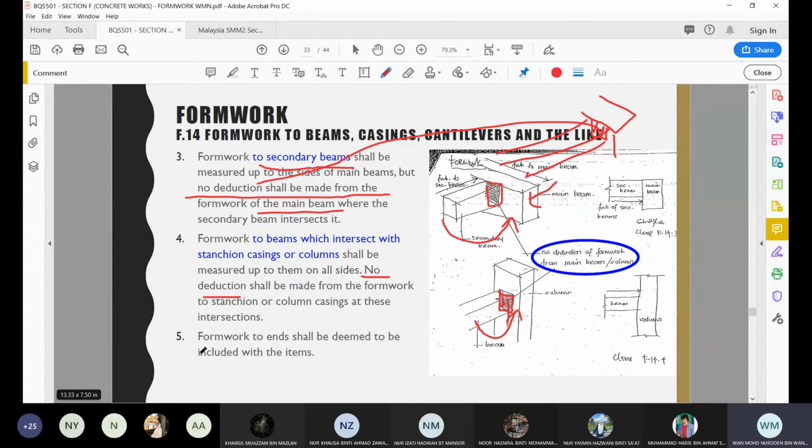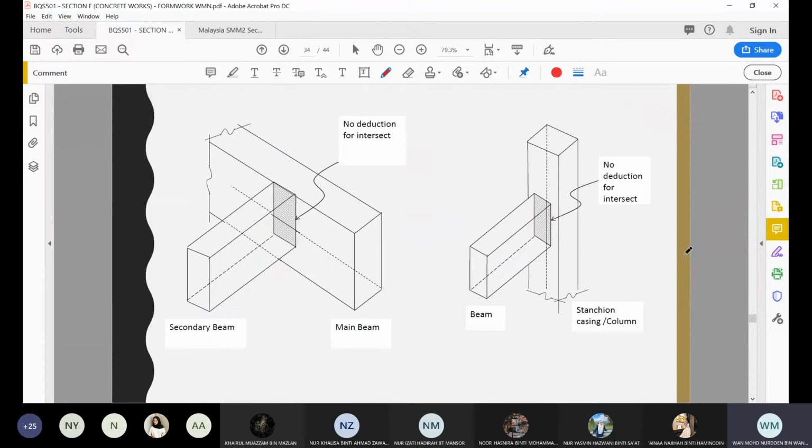Okay, and number 5, formwork to end shall be deemed to include with items. Okay. Masuk kawasan tepi ni. Okay, shall be deemed to be included with the item. Tak perlu dikira lah. Masuk kawasan tu kita tak perlu kira lah. Shall be deemed to be included with the item. Okay. Then ni situasi dia. Secondary beam masuk pada main beam. Ni beam masuk pada column. No reduction for the intersection.